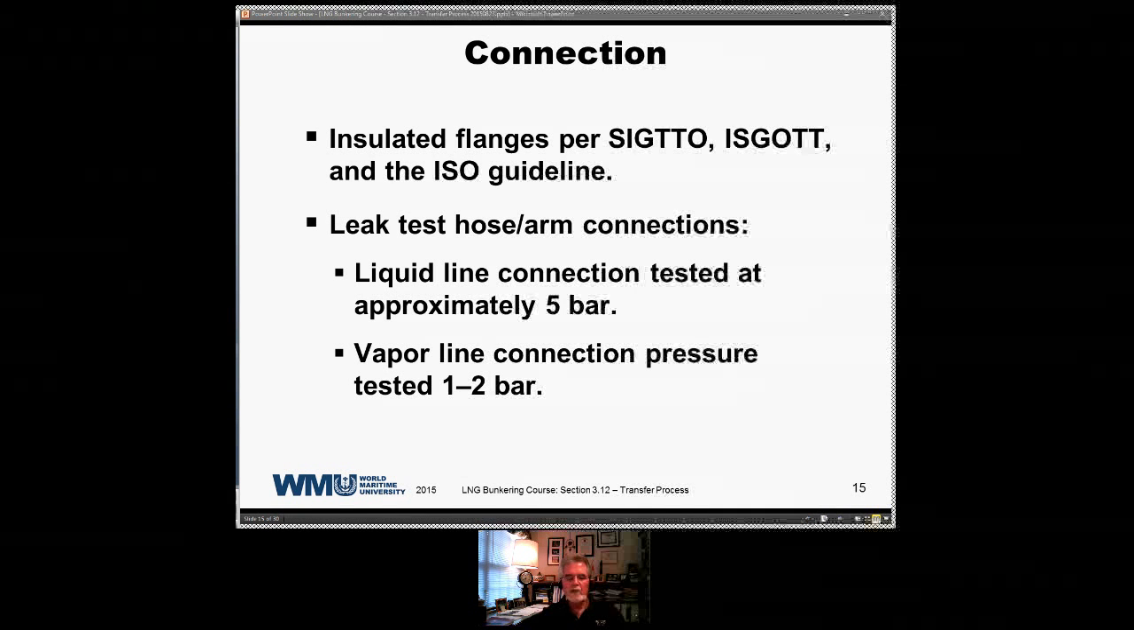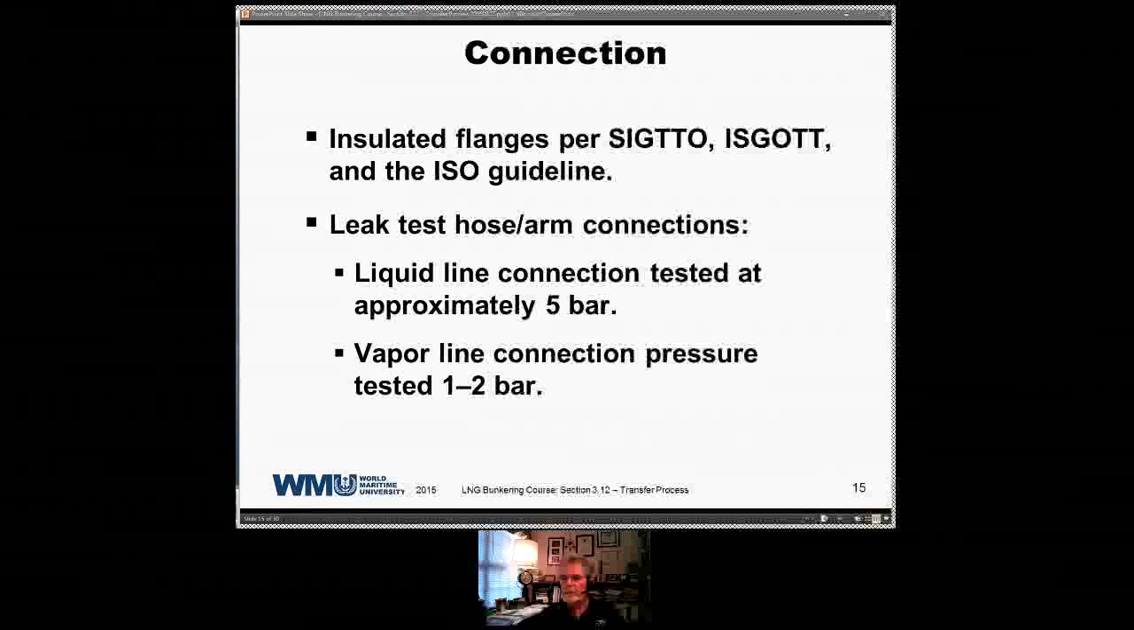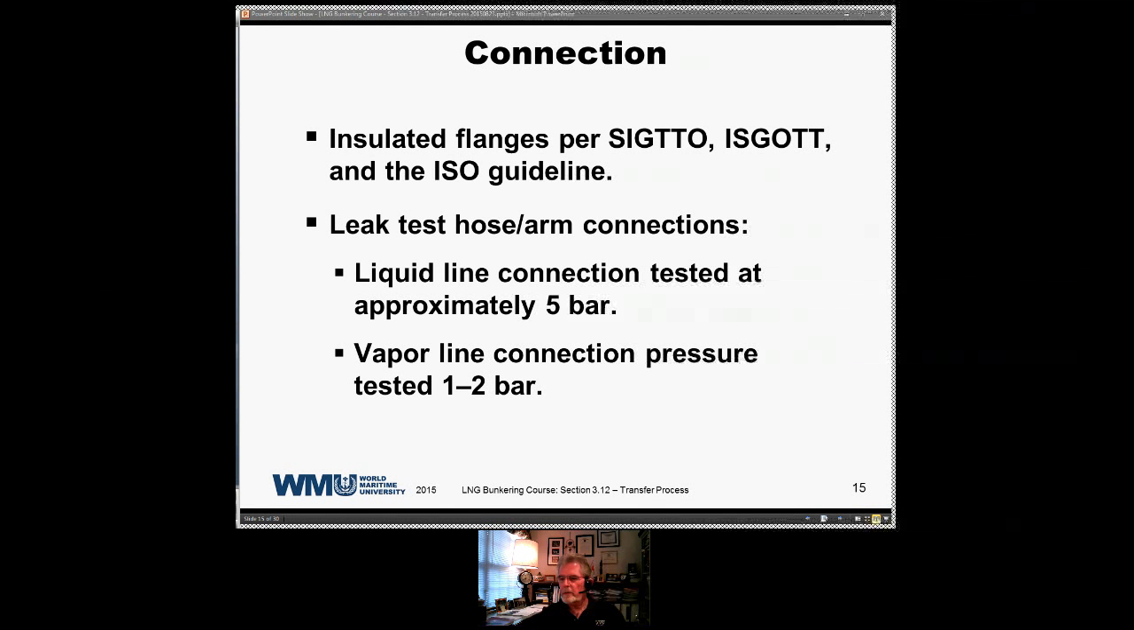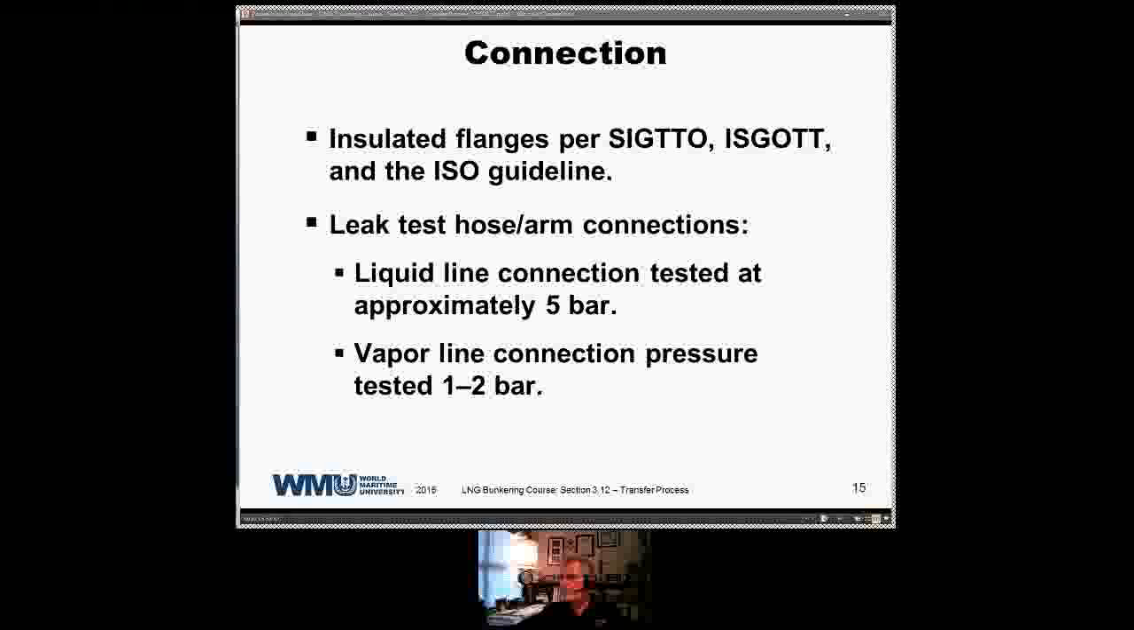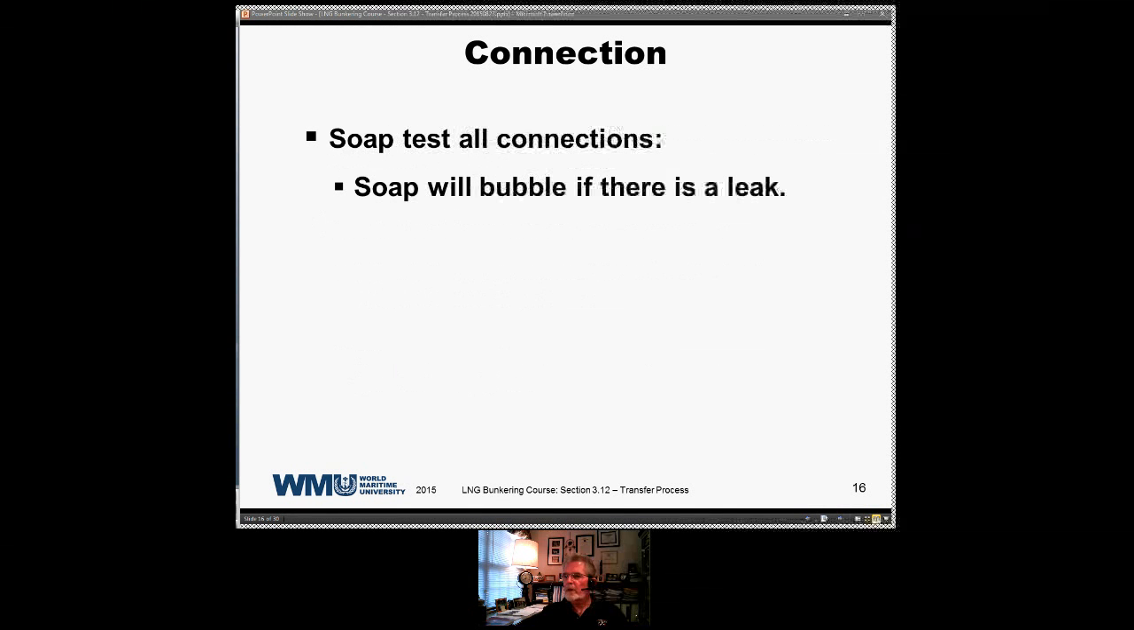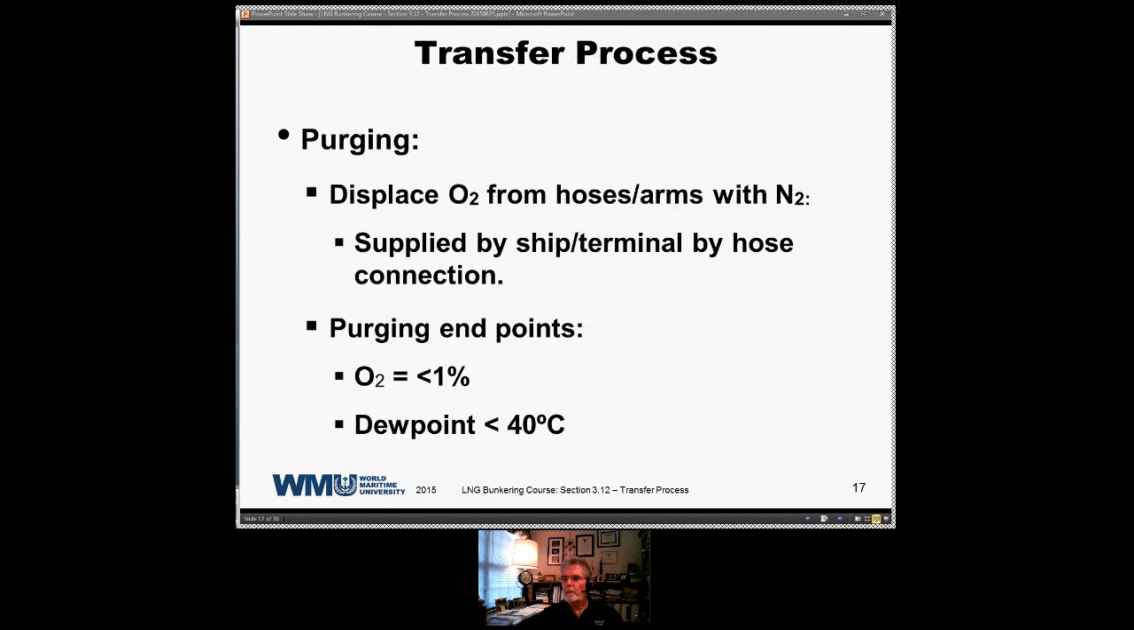I think one of the more common ones is a product called Snoop, which bubbles very, very much if it's exposed to a leak. Soap and water is just as effective. The important thing is that these connections are tested to minimize the possibility of a leak as much as possible. Again, the soap tests all connections, and soap will bubble if there is a leak.